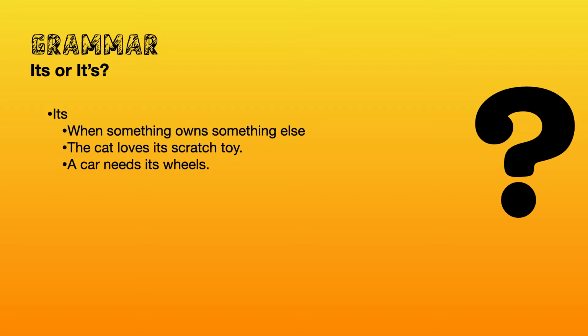A car needs its wheels. The wheels are owned by the car, which is an it. A car needs its wheels, no apostrophe. It's very similar if you're using his or my. You don't change anything. So you don't add apostrophe s like you would do if you were using a name. You would just write the word its and not use an apostrophe. So remember, when it's to do with something owning something else, you don't use an apostrophe for the word its.